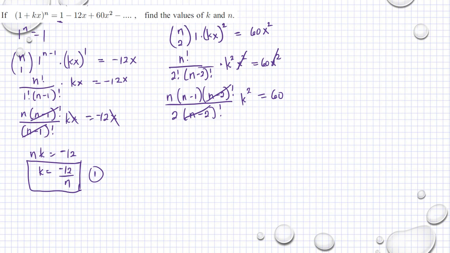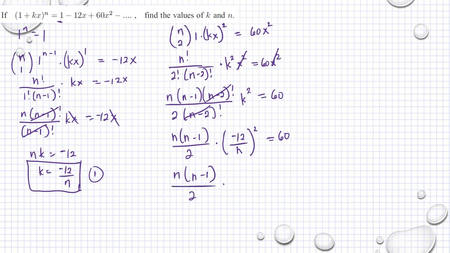So this one is equal to 1. And then we have n multiplied by n minus 1 divided by 2. And our k is, from equation 1 here, negative 12 divided by n, raised to 2, is equal to 60. And then we have n multiplied by n minus 1 divided by 2, multiplied by, that's 144, over n squared, is equal to 60.